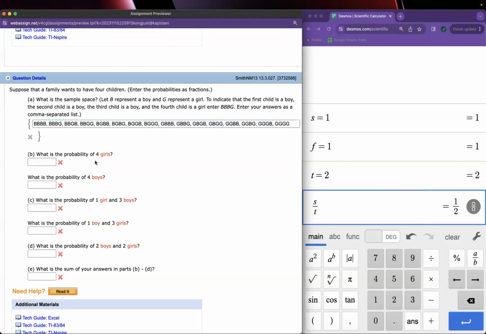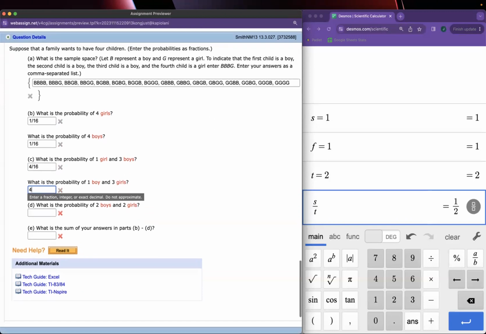What's the probability of 4 girls? Well, there's only one way you get 4 girls out of 16 outcomes possible. Probability of 4 boys is the same. Probability of 1 girl and 3 boys. If you look at the list, there's going to be 4 ways that you have 1 girl and 3 boys. That means it's going to be 4 out of 16. Similarly, there's 4 ways that you get 1 boy.